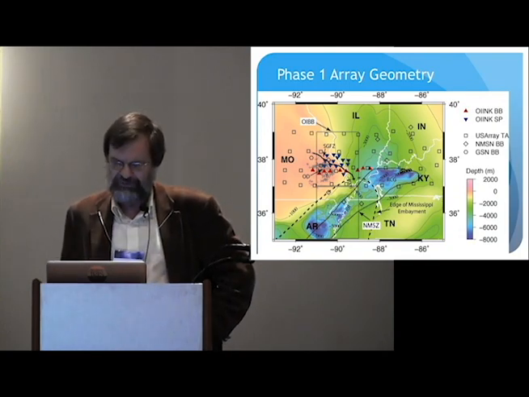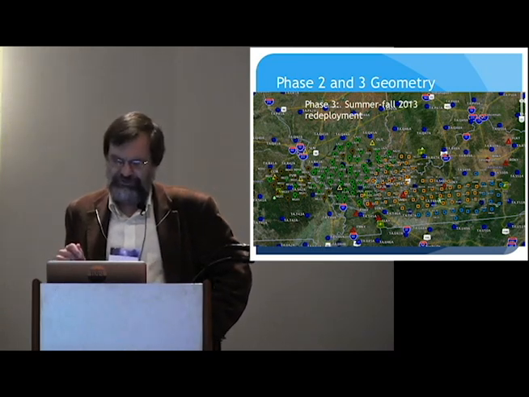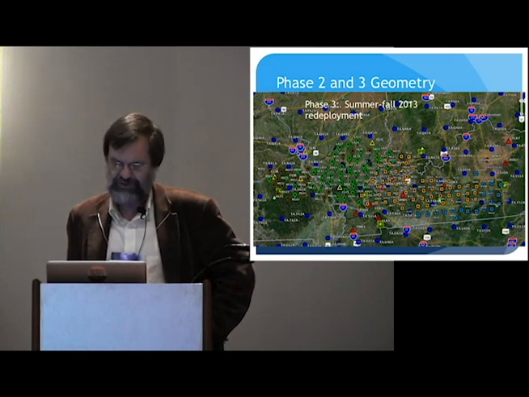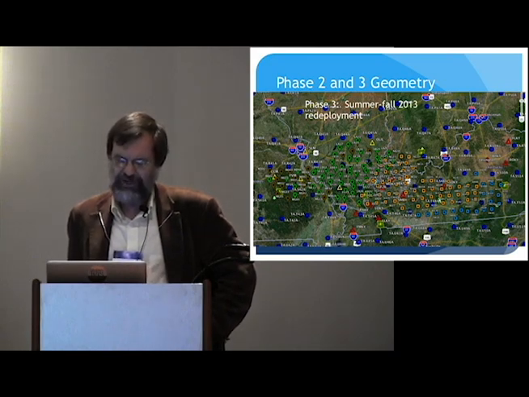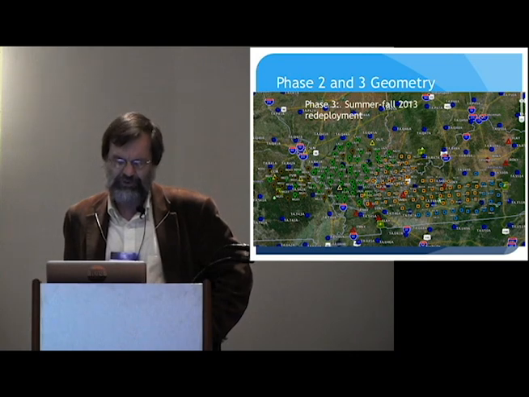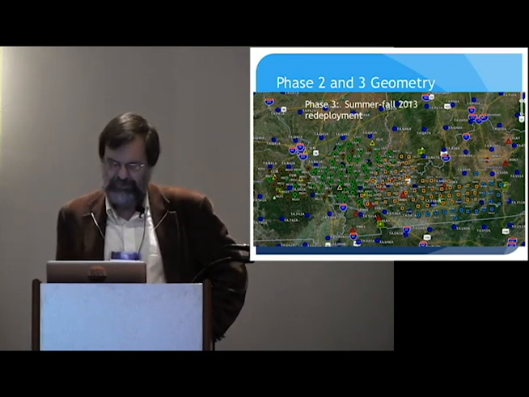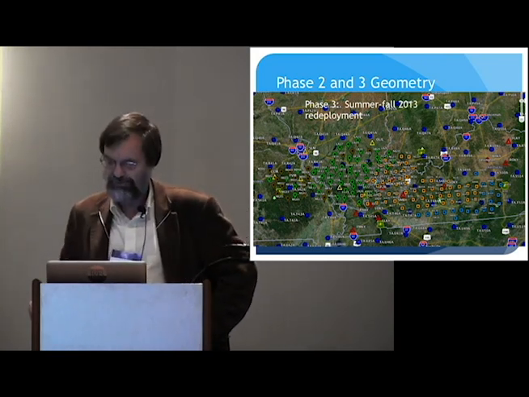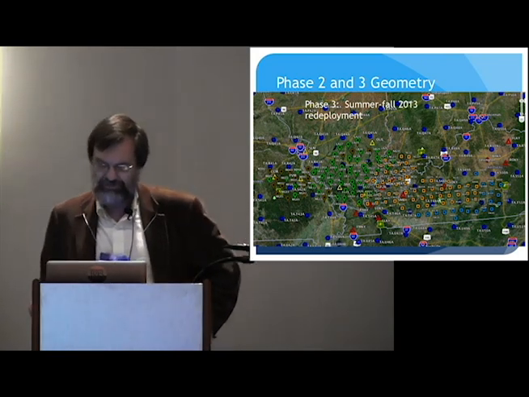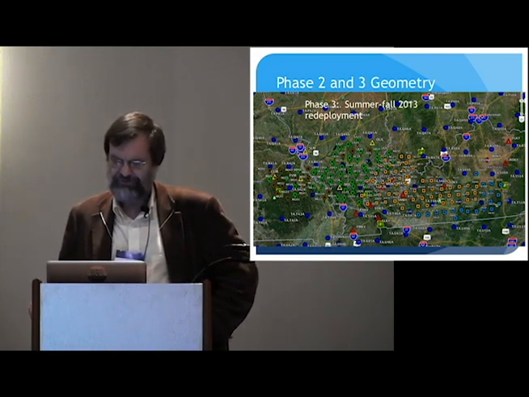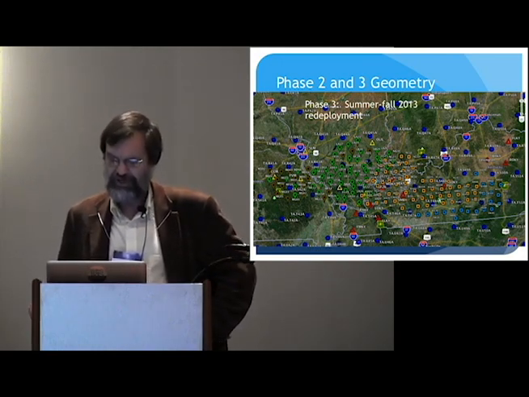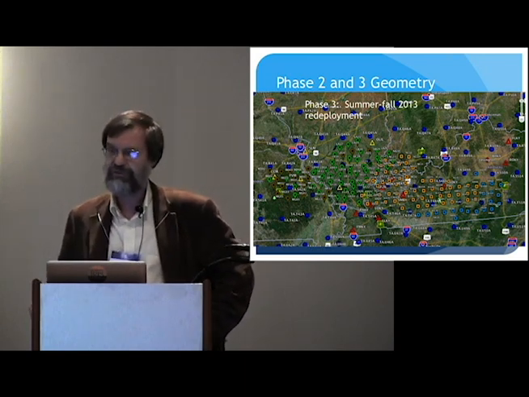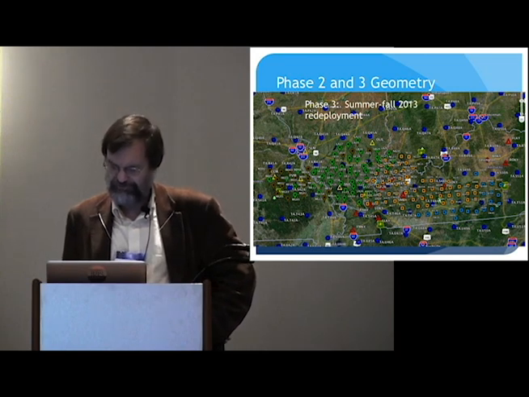Since then, this is the geometry that's running right now. There are 70 stations that extend from right about the Indiana-Illinois border into Missouri. All those are broadbands. This is where we're planning to move it over the next six months or so, so there'll be a total of 140 stations. The design is basically a densification of the TA, with a focus on crustal structure for the higher resolution that provides.